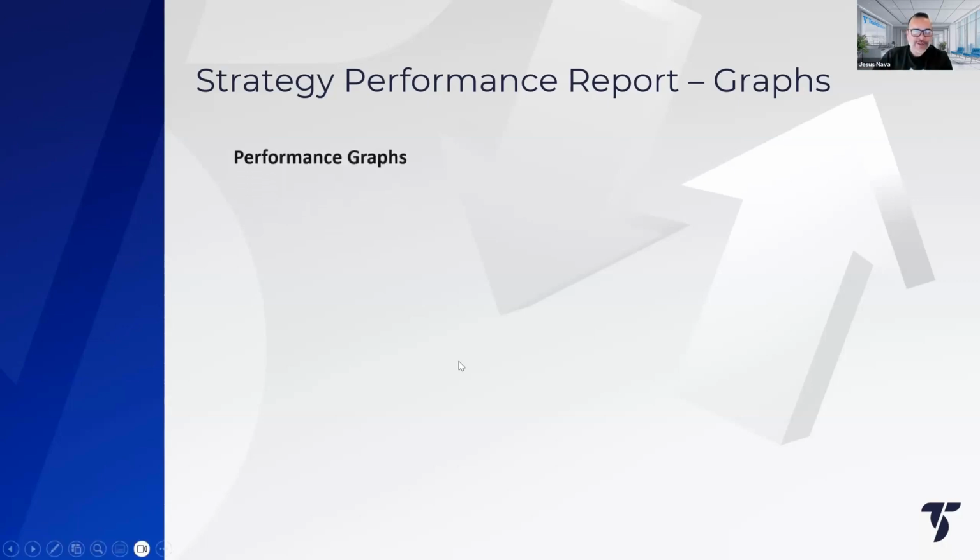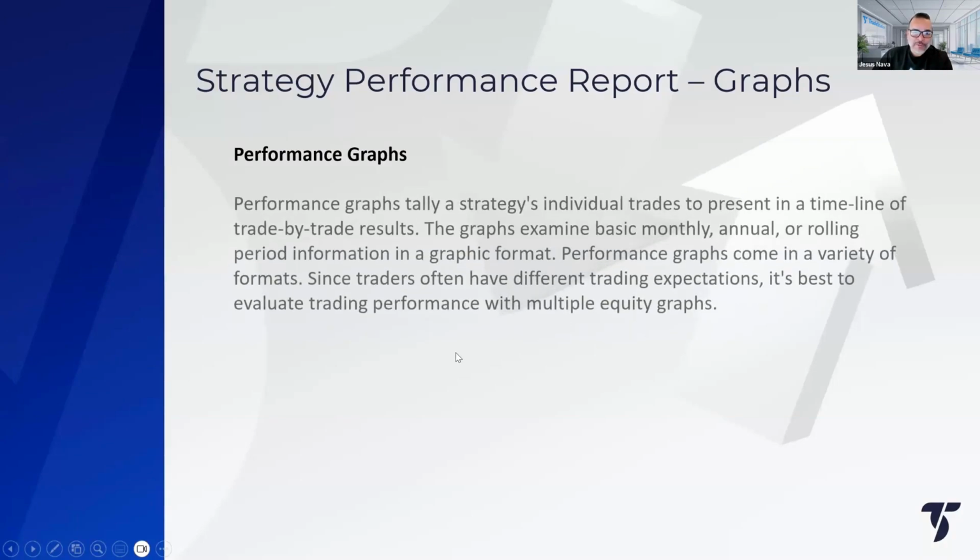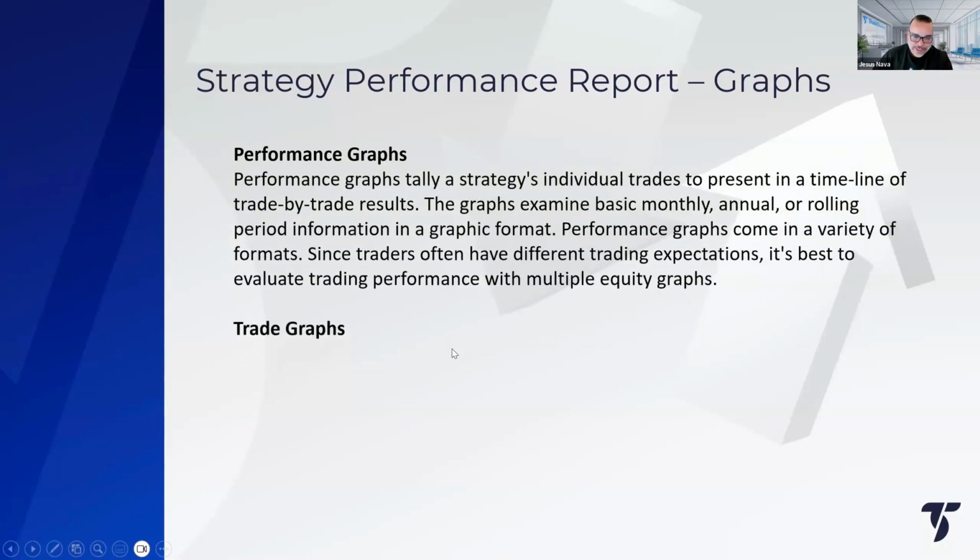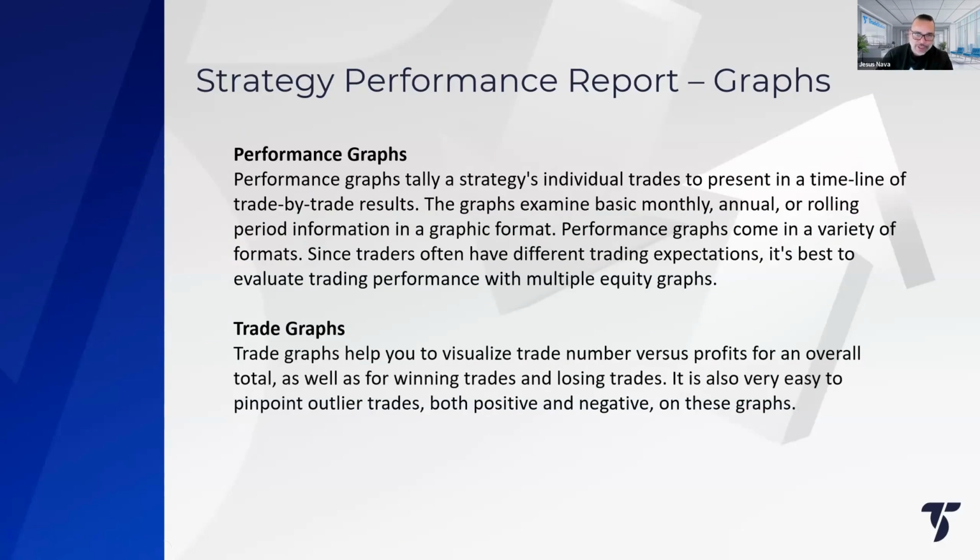There's two sections of graphs. We have performance graphs, and then we have trade graphs. The performance graphs are more like a general view of what the strategy has done in terms of profitability, in terms of drawdown, in terms of run up. The trade graphs are more detailed in terms of what every single trade did, because you are going to want to take action based on what a group of trades are doing.